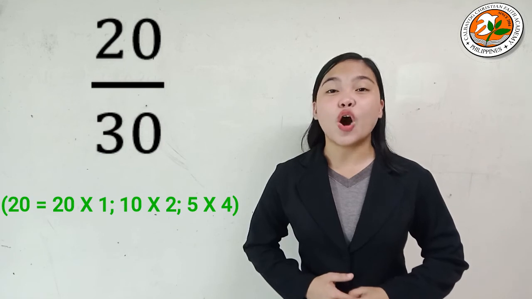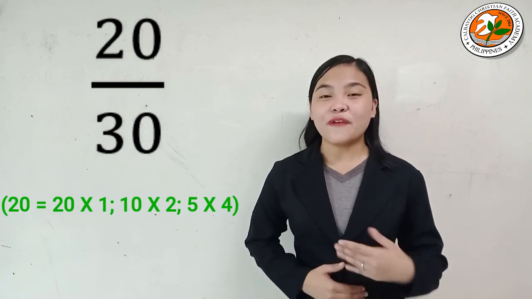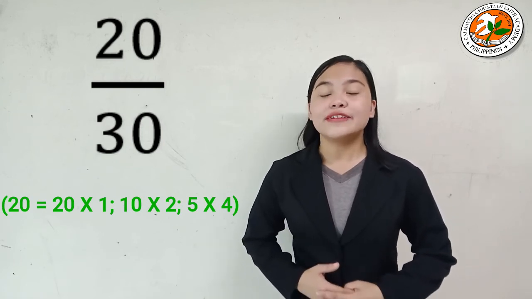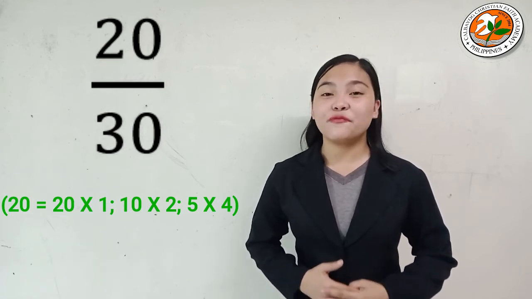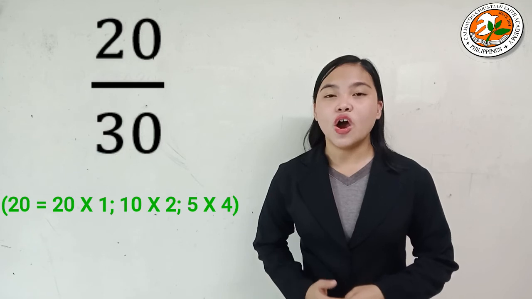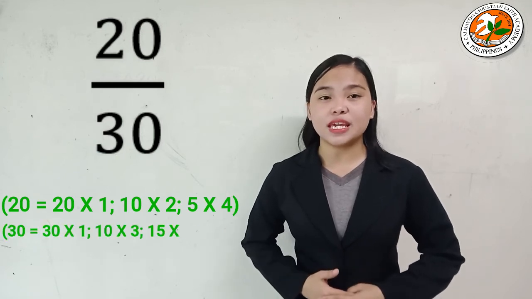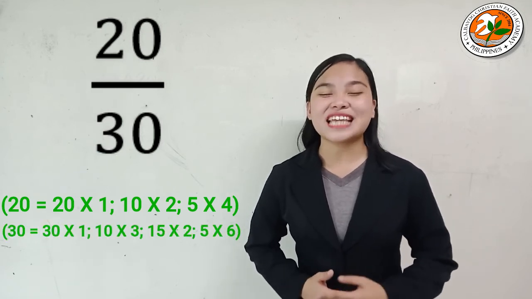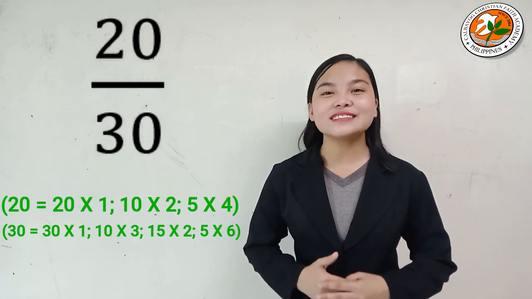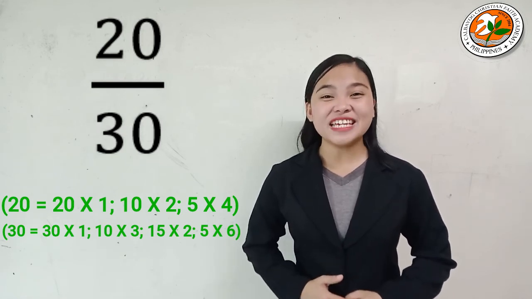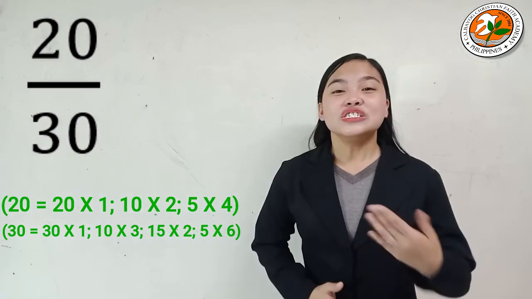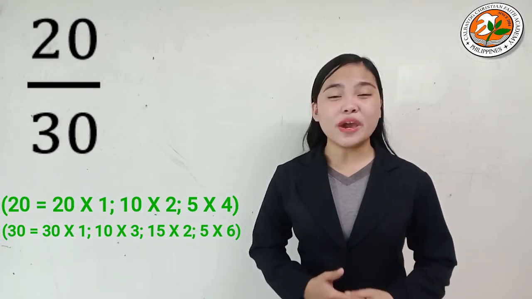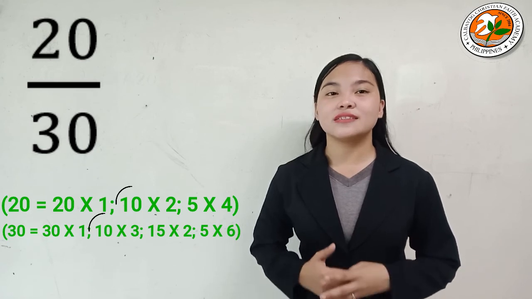20/30 has a common factor. So the factors of 20 are 20 times 1, 10 times 2, and 5 times 4. On the other hand, the factors of 30 are 30 times 1, 10 times 3, 15 times 2, and 5 times 6. So the greatest common factor of 20 and 30 is 10.